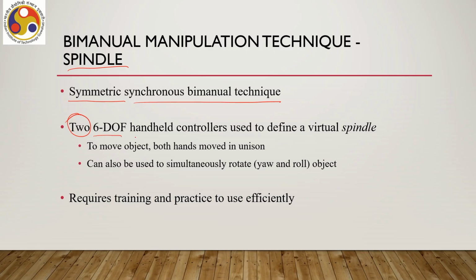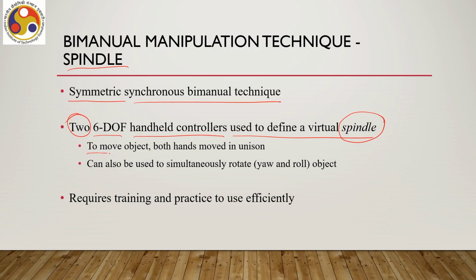6 degrees of freedom handheld controllers are used to define a virtual spindle. So, we require 2 controllers, symmetrically placed around an imaginary axis, on both sides of the imaginary axis, and they move simultaneously. We have to move our hands simultaneously with the controllers, so that virtual world objects can be manipulated. To move an object, both hands move in unison.